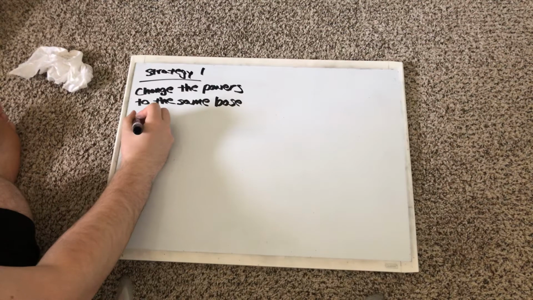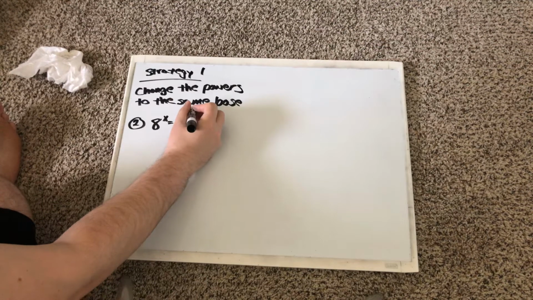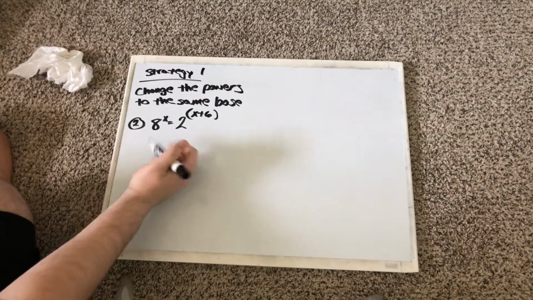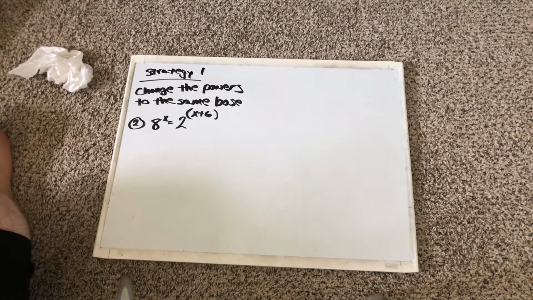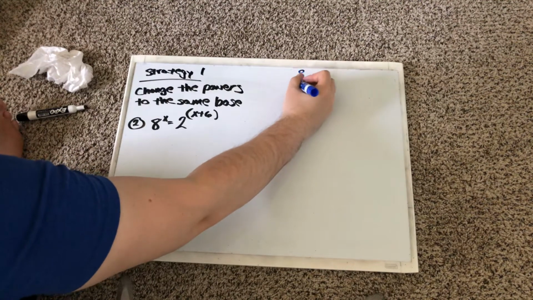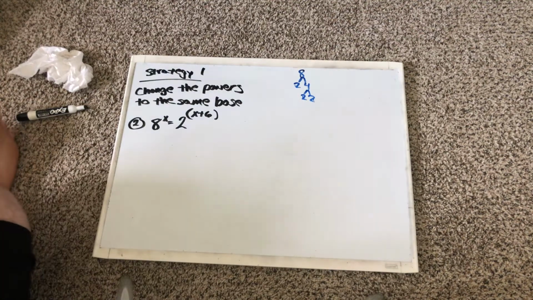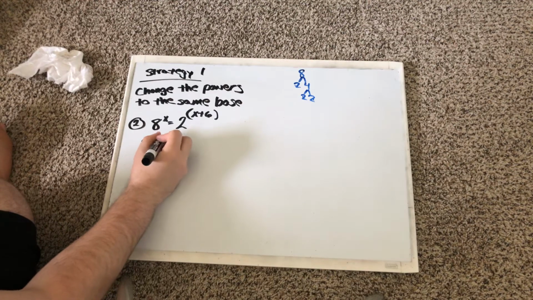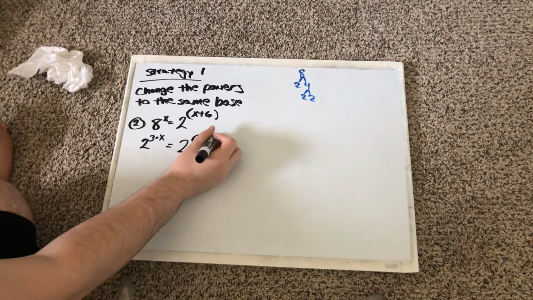So example number 2 in the notes is 8 raised to the power of x equals 2 raised to the power of x plus 6. We have to see, hey, which base is smaller, the 2 or the 8? Well, the 2. So that means I want to get this 8 to be a power base of 2. So I'm going to go 8 and I want 2, so 2, 4, 2 and 2. So I got 1, 2, 3 2's. So I can rewrite 8 as 2 to the 3rd power, but I still have this x here, so I'm going to put times x equals 2 times x plus 6.